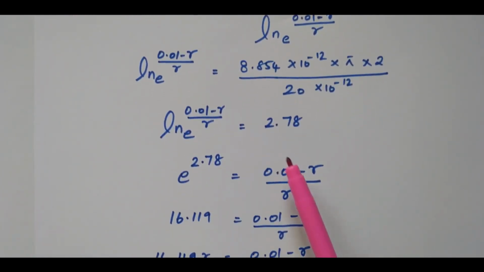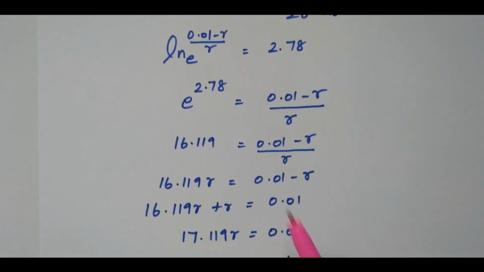So while simplifying, what we got? 2.78. Log of (0.01 minus r) by r equal to 2.78. So based on the previous value, we can interchange these two. E power 2.78 equal to (0.01 minus r) by r, right? So the value of e power 2.78 is 16.119, that is equal to (0.01 minus r) by r, right? Now multiply this r to the numerator.